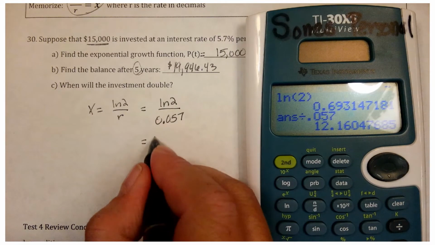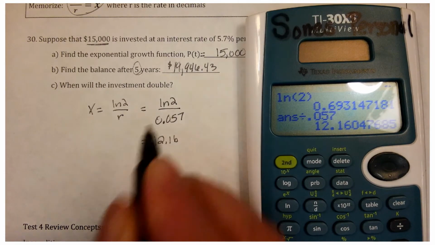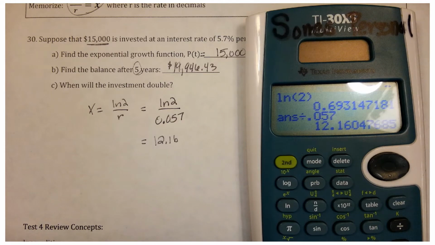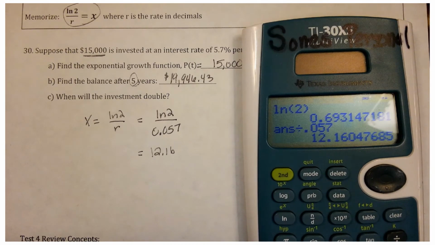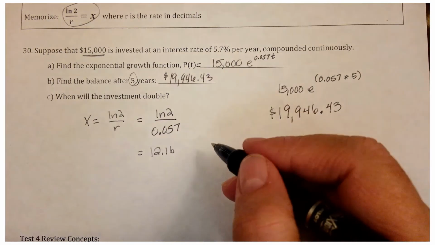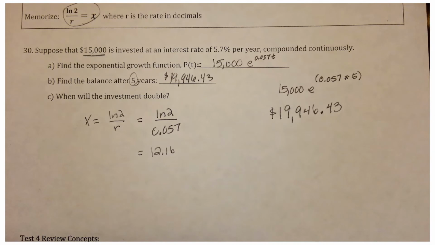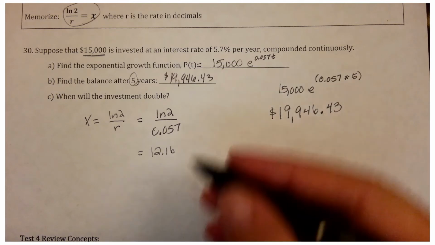So I have 12.16. There's not a decimal here that they're telling us to round to, but just read very carefully in your problems of what it says. What this is really saying is it's going to take 12 years plus a little more for my money to double. If I started out with $15,000 invested at a rate of 5.7% per year. Okay?